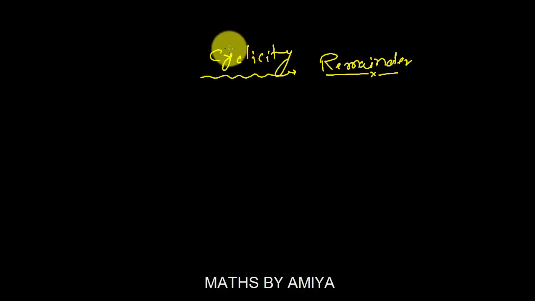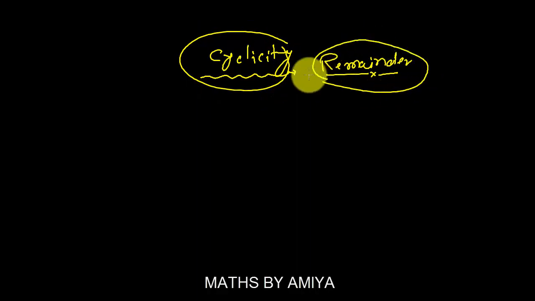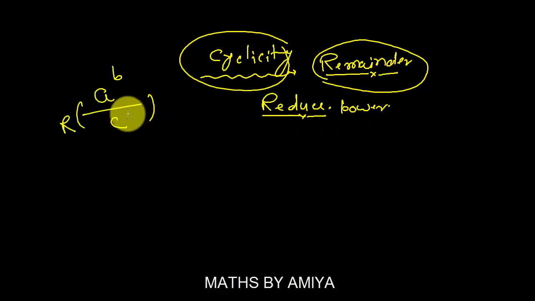First of all, I want to clear one thing. With the help of cyclicity, we do not find remainder, but we reduce power. If we have a number a raised to power b divided by c and we need to find remainder, then with the help of cyclicity, we just reduce the power and get remainder according to the basic remainder concept.